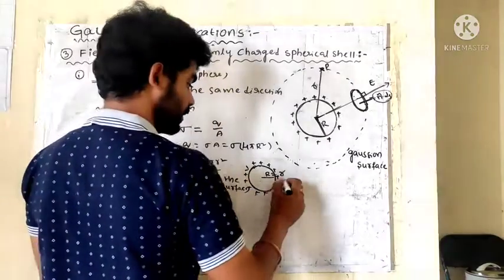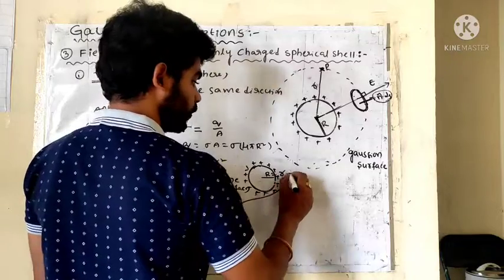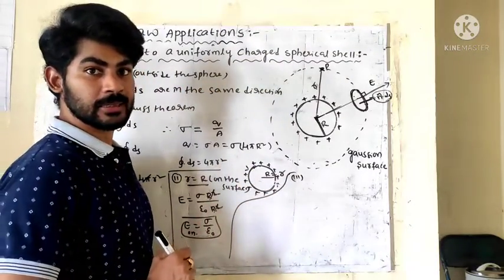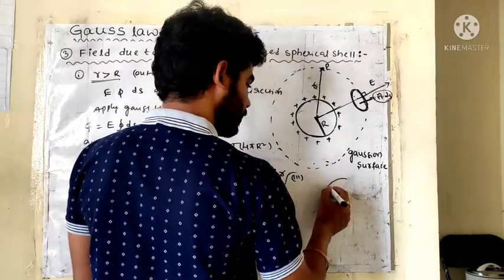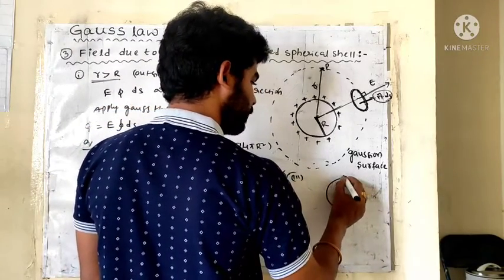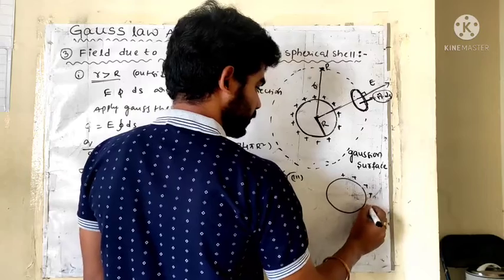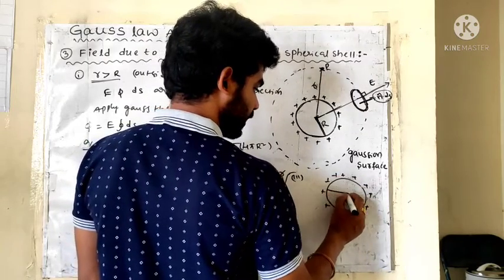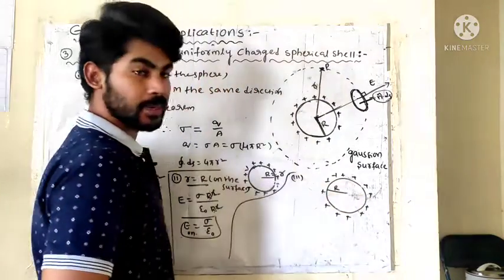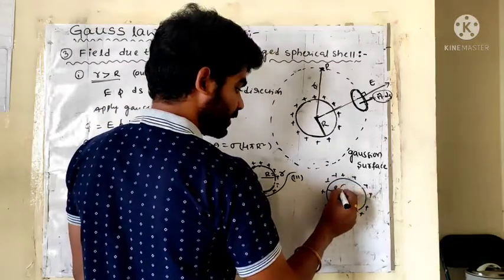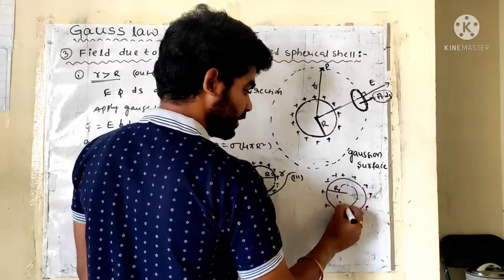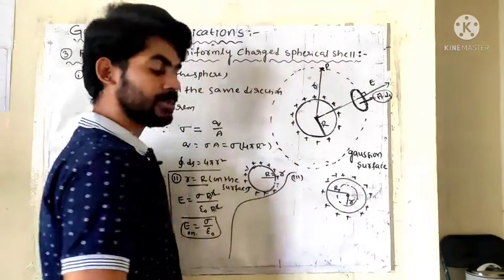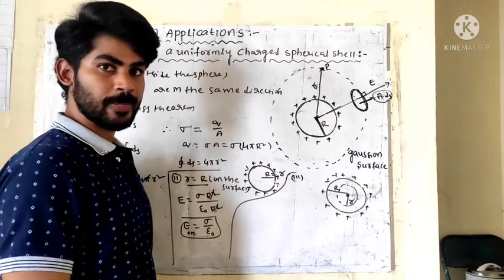Next, one more application, the last application of Gauss law, which is inside the sphere. Now this is the spherical shell, whose radius we already know is capital R. The imaginary surface, the Gaussian surface, is inside. This is the Gaussian surface, and its radius is small r.